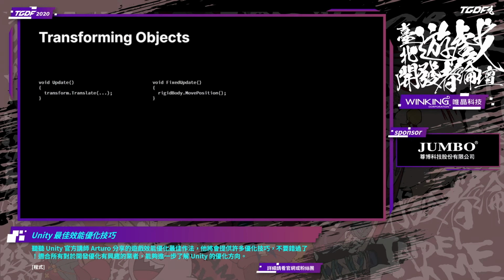So here, the tip is, if you want to transform an object that has a rigid body component, use the rigid body class's methods. For instance, rigidbody.MovePosition instead of transform.Translate. Also make sure to do this in FixedUpdate instead of the regular Update. So basically, if you're using transform.Translate, use Update. If you want to use a rigid body MovePosition or AddForce or any of those, do that in FixedUpdate.